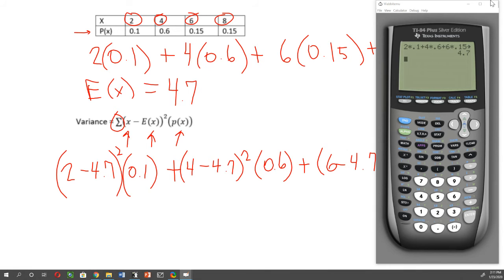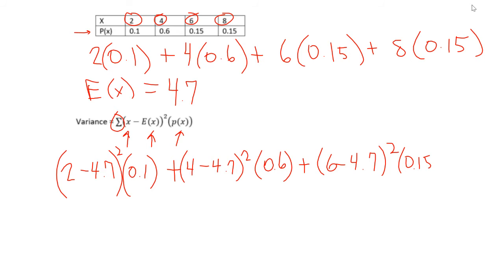Let's move this calculator out the way until we need it. And then finally, plus 8 minus 4.7 squared, times that probability, 0.15. So that's what I'm going to do to find the variance.